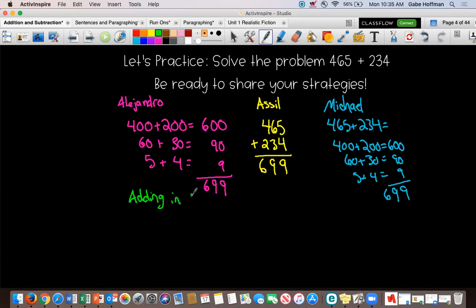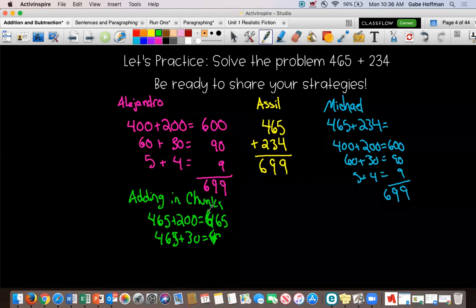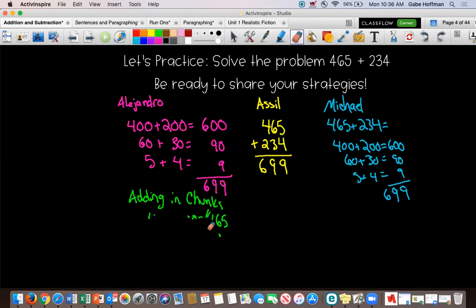Adding in chunks is where you start with the original number, so 465, and you just add 200. Since you're adding no tens and ones, you still have 65, and then you have 400 plus 200, and you get 465. Then you take 465 and you add the 30. And then you get 495. Or sorry, 600. Guys, you gotta fix me. 606. I'm gonna start over. My bad. Mr. Hoffman made a mistake. He got ahead of himself. Mr. Hoffman, I was trying to interrupt you, but it wouldn't let me. That's weird.